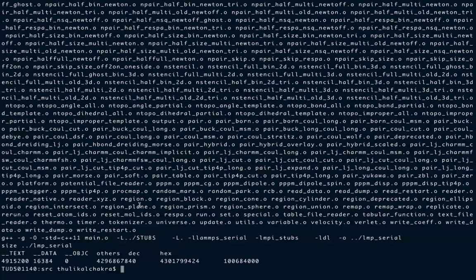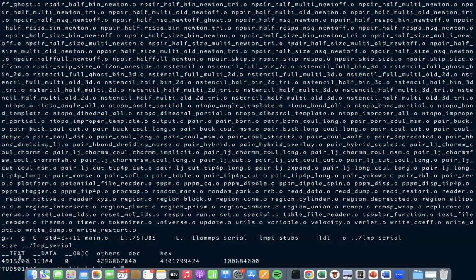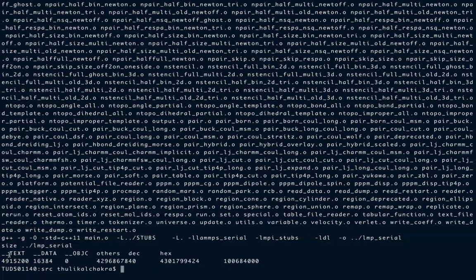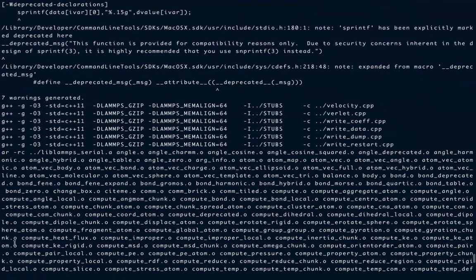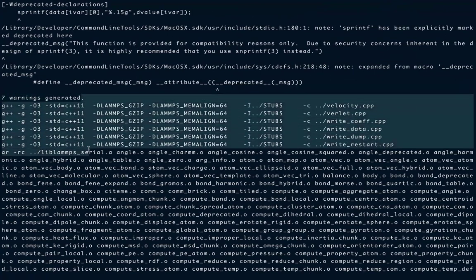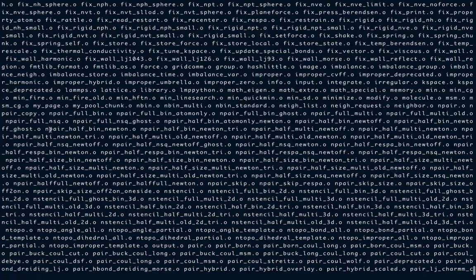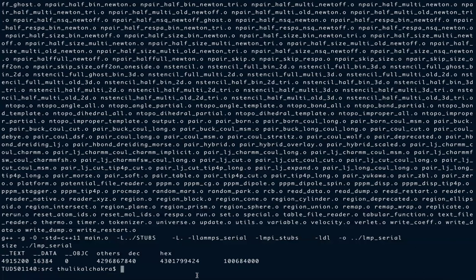All right. So you see that finally it exited without generating any error message. There are 7 warnings generated with regards to these files, but finally you have an executable. And to really check that you have the executable, this is the file that it has generated, lmp_serial. So let us see if you have this file.